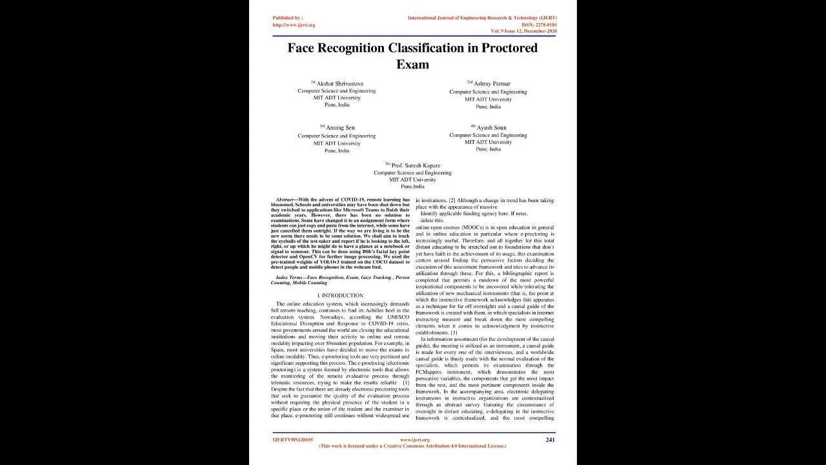3. In data collection, for the development of the causal map, the interview is used as an instrument. A causal map is made for each of the interviewees, and a global causal map is then made with the average evaluation of the experts, which allows its analysis through the FCMappers tool, which shows the most influential variables, the components that get the most influence from the rest, and the most relevant components within the framework.